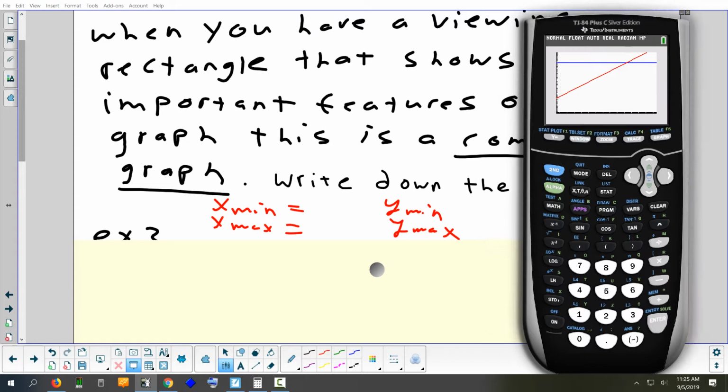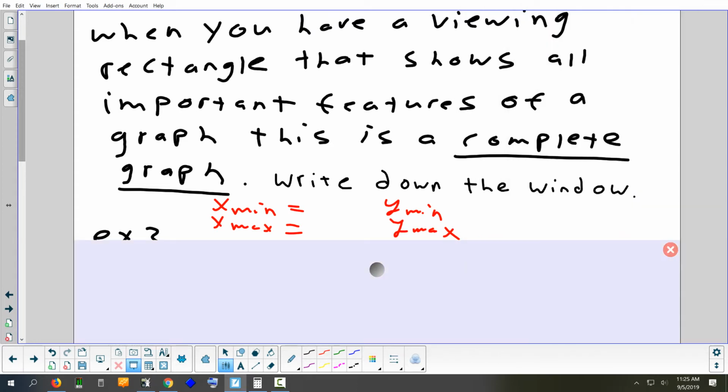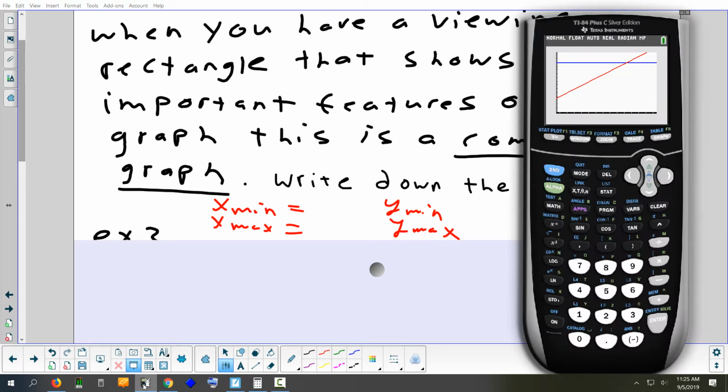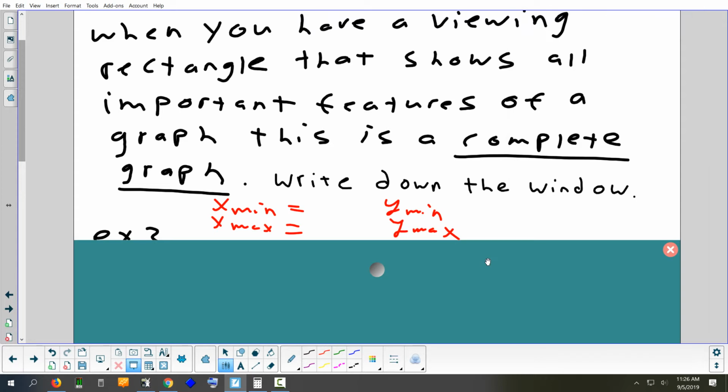So what I'm trying to show you is that there's more than one answer. Any window that reasonably shows you all the important features of a graph. Now, if you did like 0 to 25,000, I would not say that that's a good graph. You set the x so high that the red almost looks like it's going straight up, and I can barely see the intersection. It's kind of hard to see. So that's not a good window. But all you have to do is write down these 4 things for a complete graph.